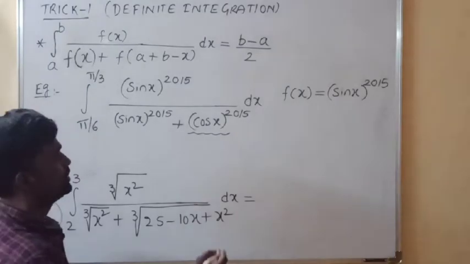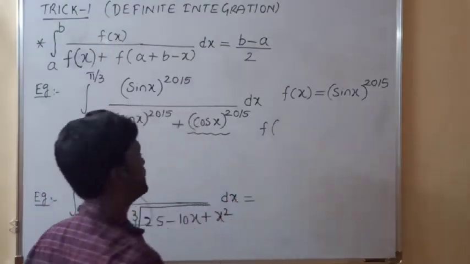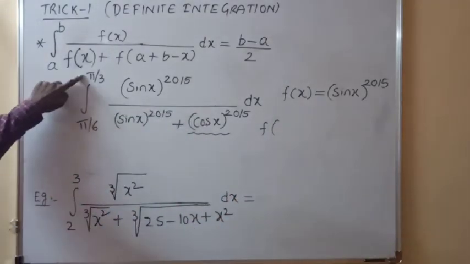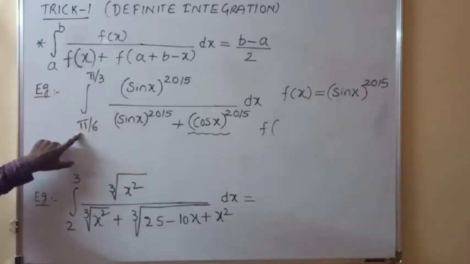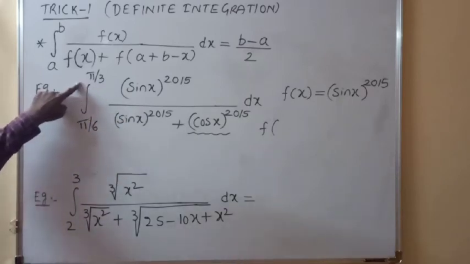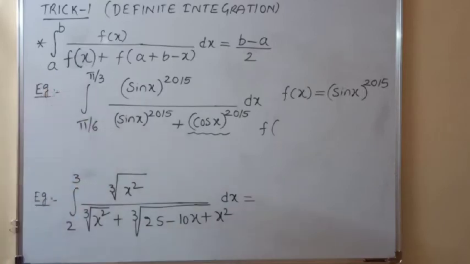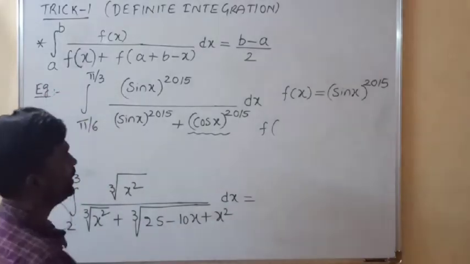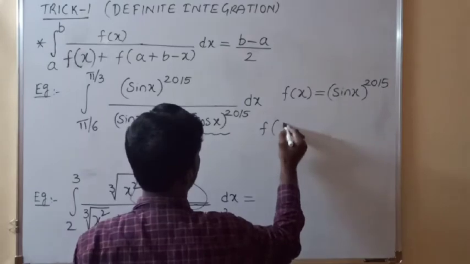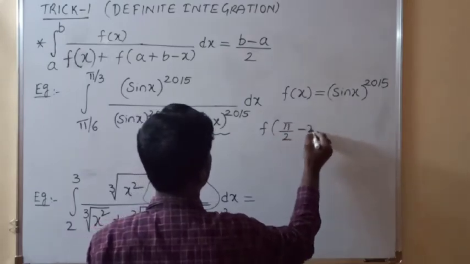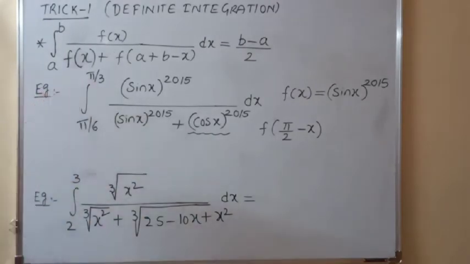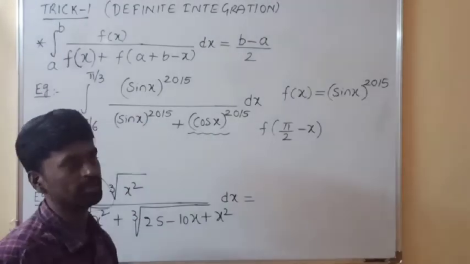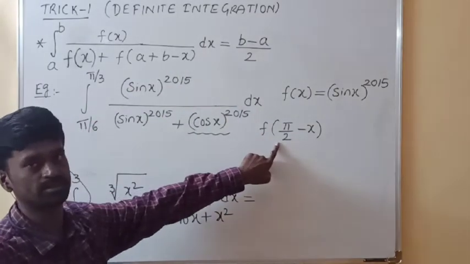So calculate f of (a plus b minus x). What is a plus b? Pi by 6 plus pi by 3, that is 30 degrees plus 60 degrees, which is 90 degrees. So f of (a plus b minus x) is equal to f of (pi by 2 minus x), because here the value of a plus b is 90 degrees.